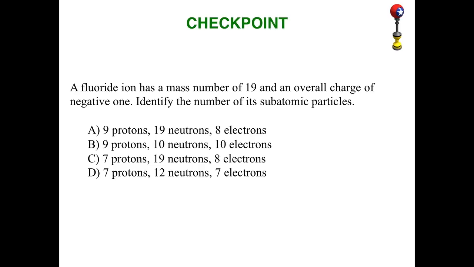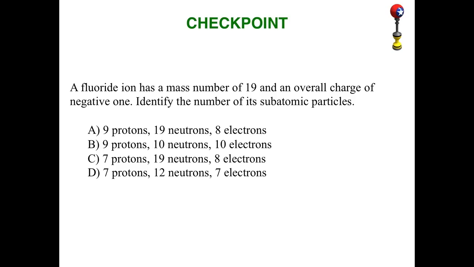The question is, a fluoride ion has a mass number of 19 and an overall charge of -1. Identify the number of its subatomic particles. Pause to answer this. Alright, so to answer this, we need to know how many protons, neutrons, and electrons this ion has. We know that fluorine is an atom of element number 9, so it must have 9 protons. So we limit that down to A and B so far.